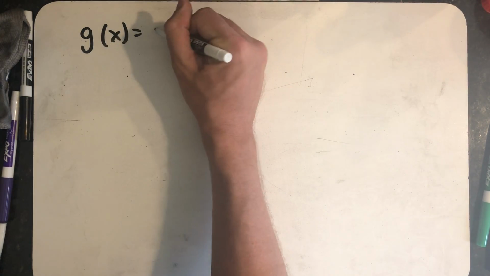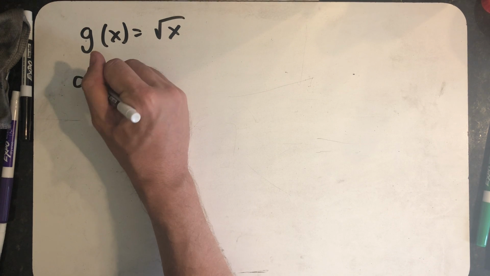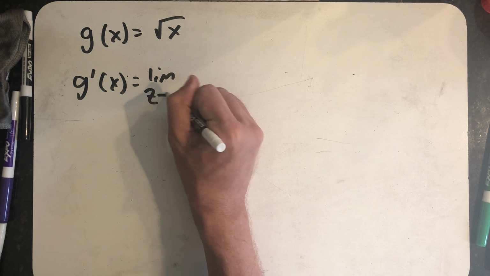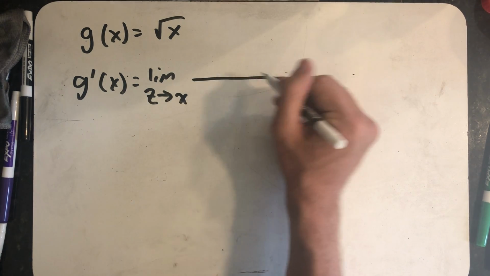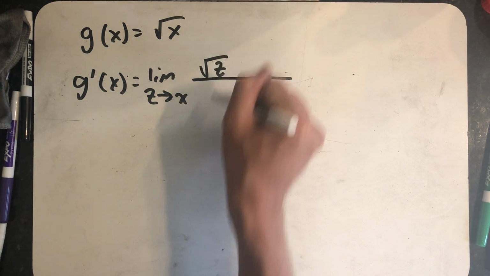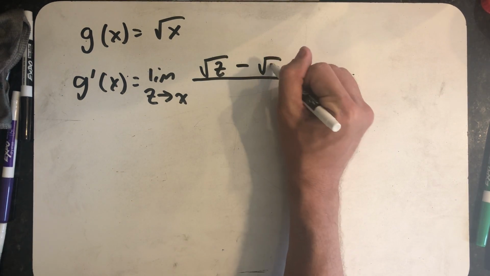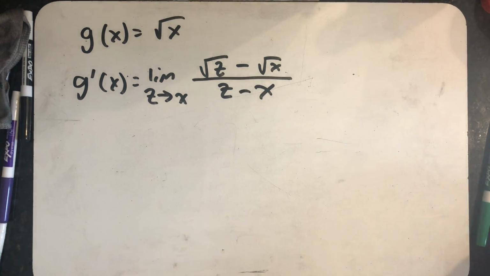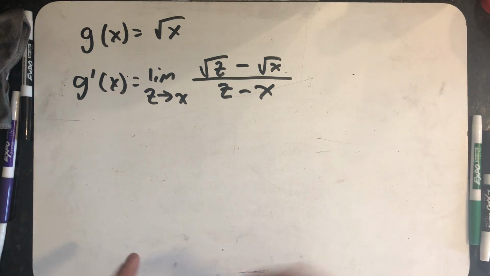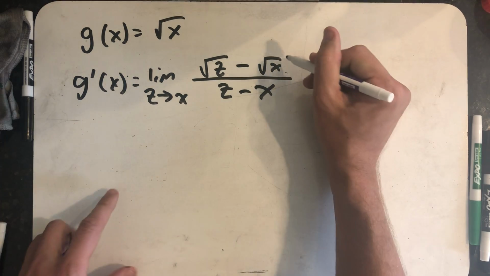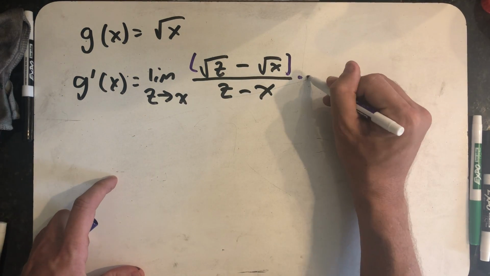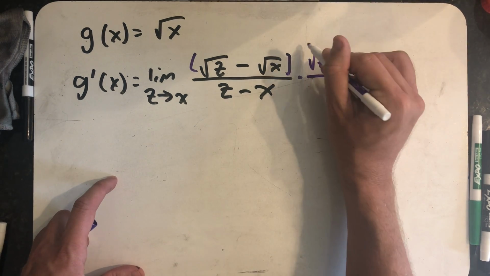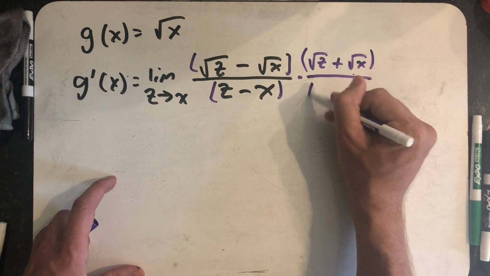g of x is the square root of x. g prime of x is the limit as z approaches x of g of z, which would just be the square root of z, minus g of x all over z minus x. All right, I want to do this problem two different ways using the alternate definition because there's always more than one way to do these. But I think the first thing you might have thought of when you looked at it was to multiply the top and bottom by the conjugate. It's a good idea if you see a bunch of square roots.